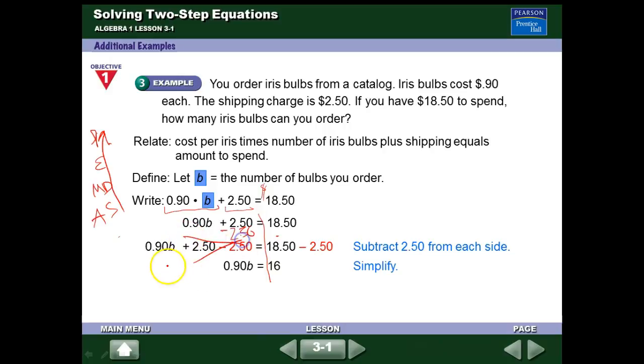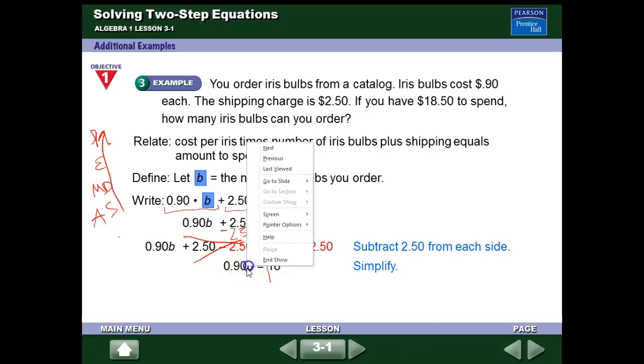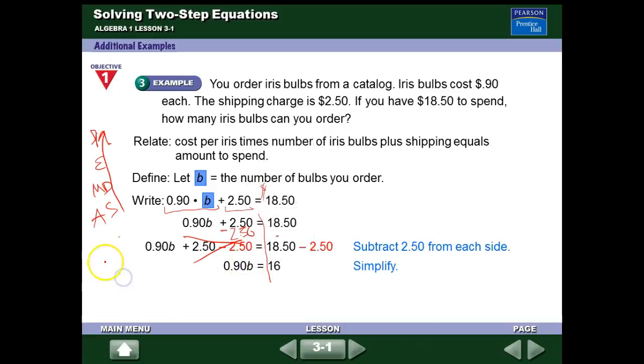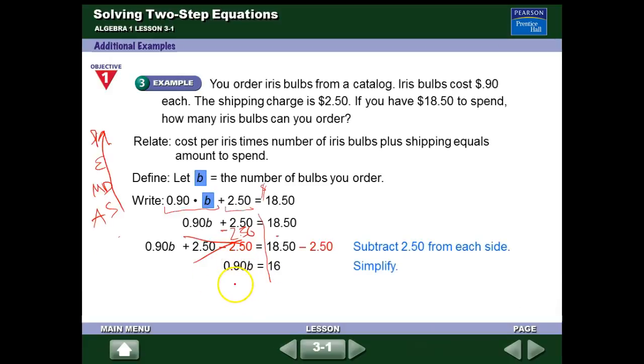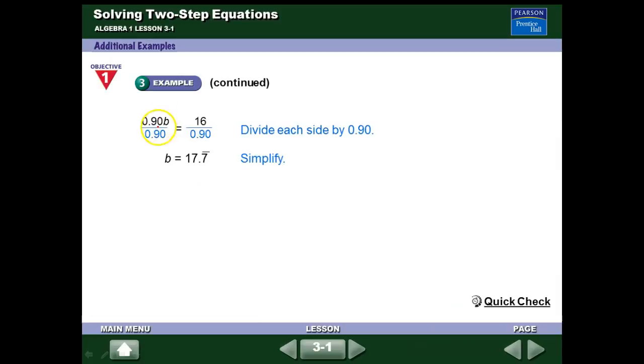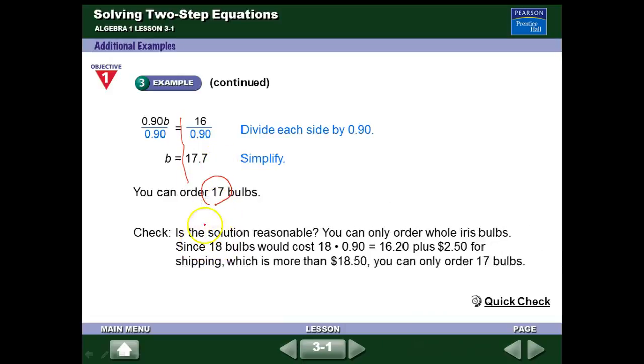This is going to cancel out and leave you with 90 B, 0.90b. And multiplication is in here. So what is the opposite of multiply? Opposite of multiply is divide. So let's go back. We are going to divide both sides by 90. Still have my line through the equal sign. 16 divided by 90 is going to give you 17.7. So that tells you you can order 17 bulbs.